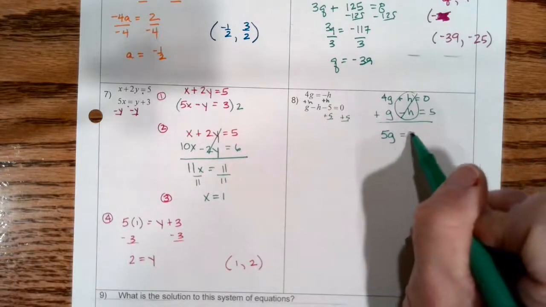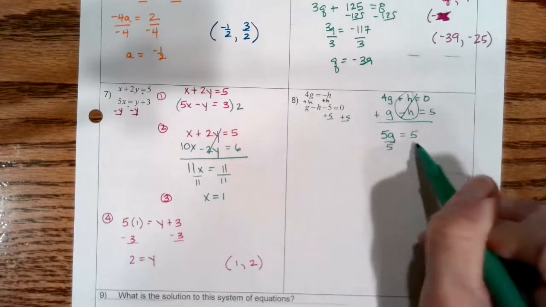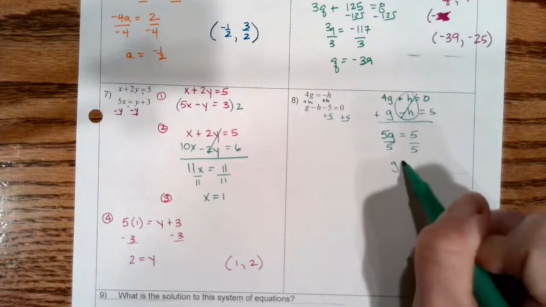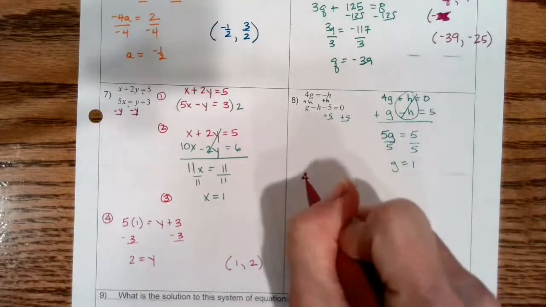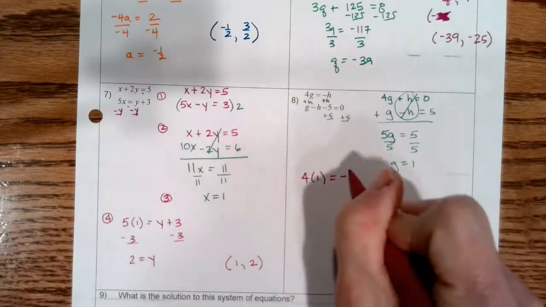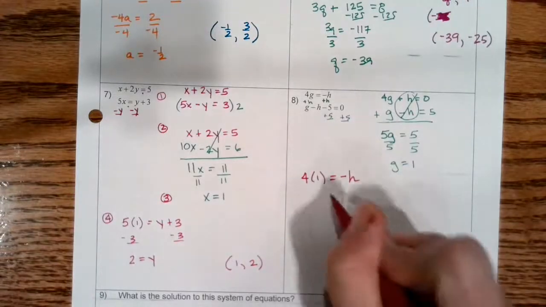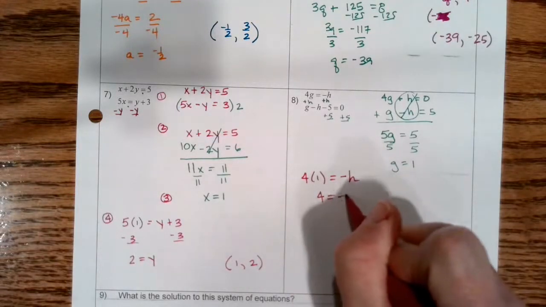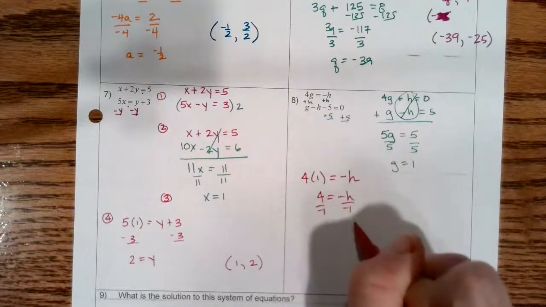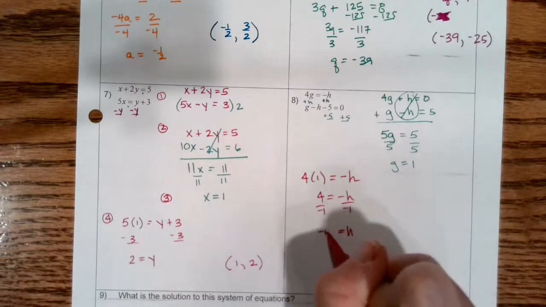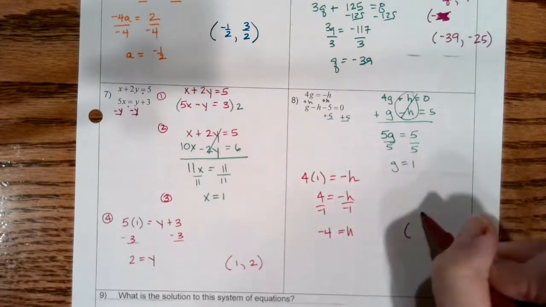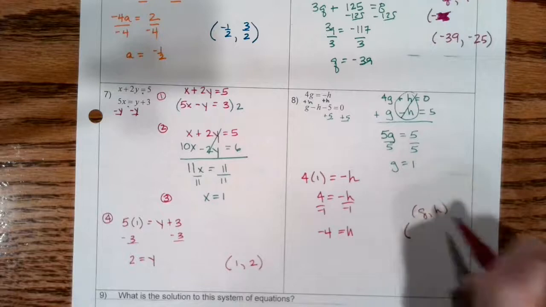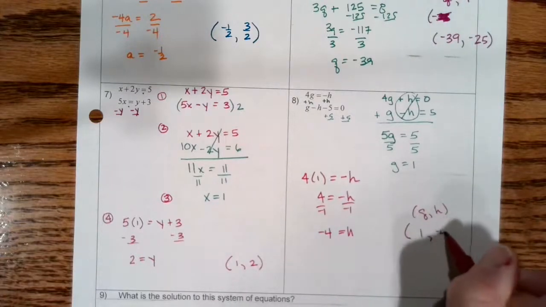5g is equal to 5. G is equal to 1. It doesn't matter which equation I go back to. So I'll say 4 times 1 is equal to the opposite of h. So 4 is equal to the opposite of h. Divide by negative 1. And I have h is equal to negative 4. Therefore, my ordered pair in alphabetical order of G, H is going to be 1, negative 4.